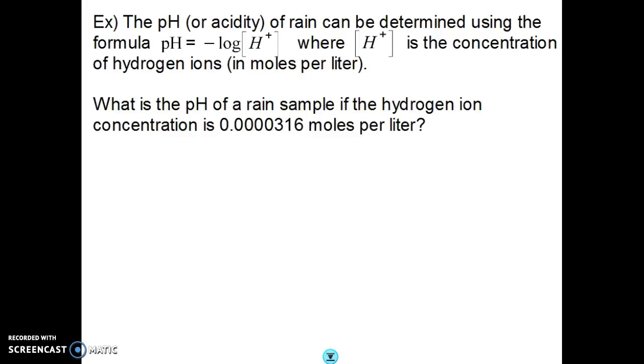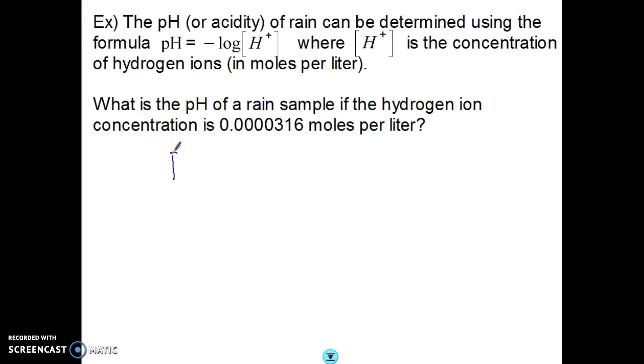That brings us to our last part of this video, which is the application problem. Sorry, this one's running a little bit long. The pH or acidity of rain can be determined using the formula pH equals negative log of H+, where H+ is the concentration of hydrogen ions in moles per liter. What is the pH of a rain sample if the hydrogen ion concentration is 0.0000316 moles per liter?